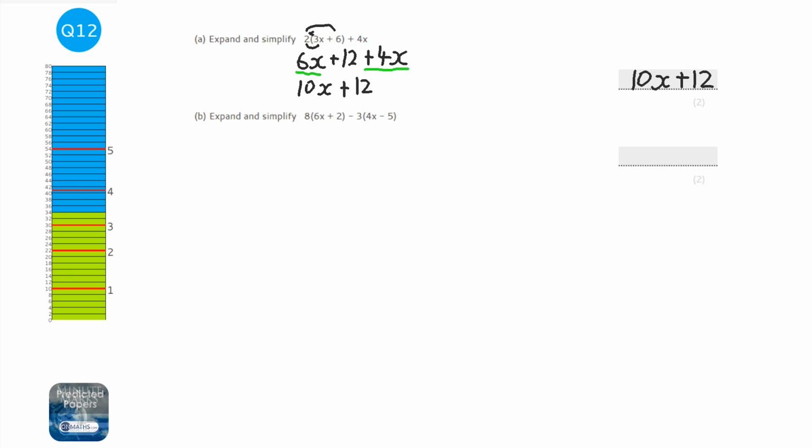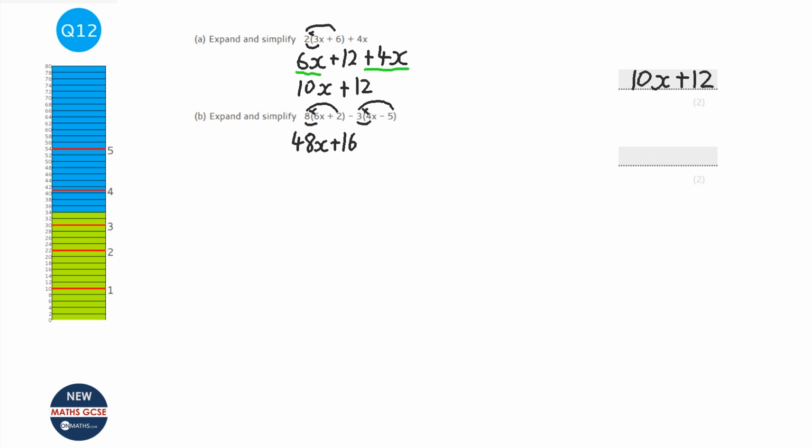Okay, the next one, there's a double smiles and rainbows. We've got one here, put a little times sign there, and we've got one here. So we'll do the first one first. So 8 times 6x, so we do 8 times 6, which is 48. And then we've got the x. Then we do 8 times positive 2, which is 16, so plus 16. Now that's nice and easy. However, the next one's slightly different.